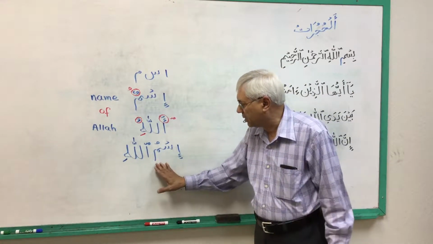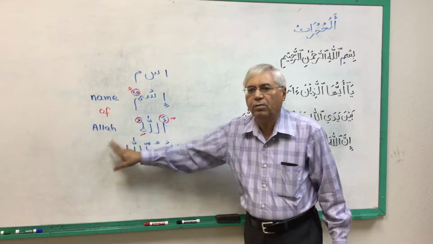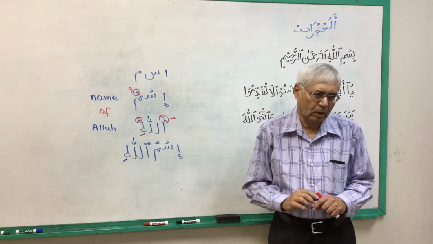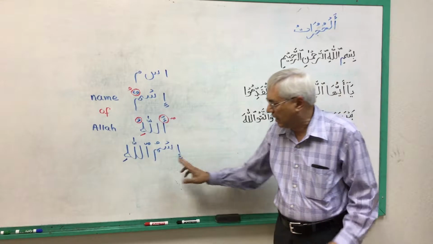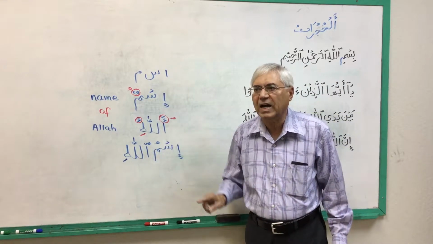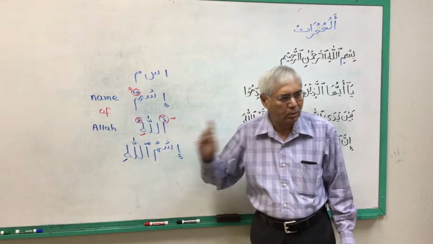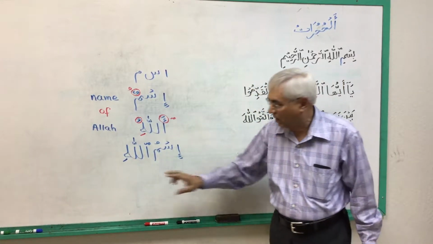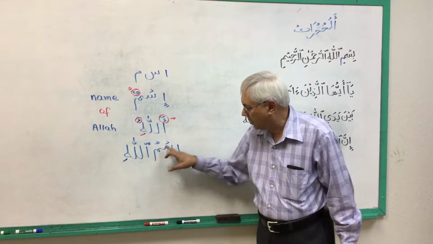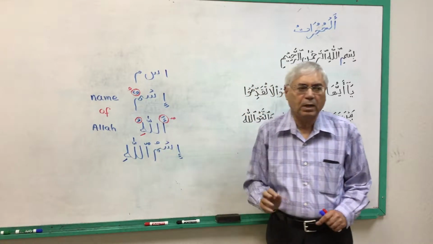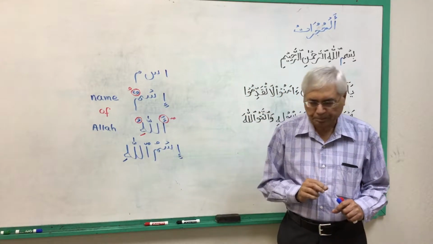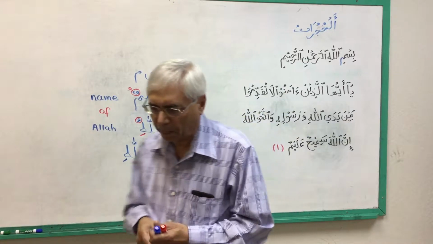Its meaning is name of Allah. Full word is ismullahi. You have to say every word clearly, separately. Ha and mim has dhamma. Ismullahi.